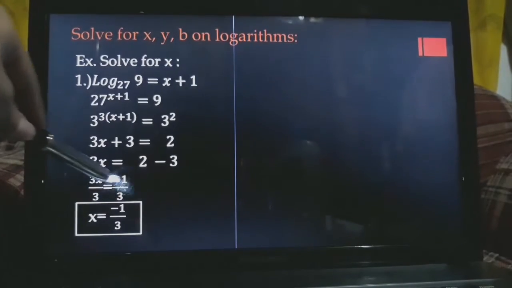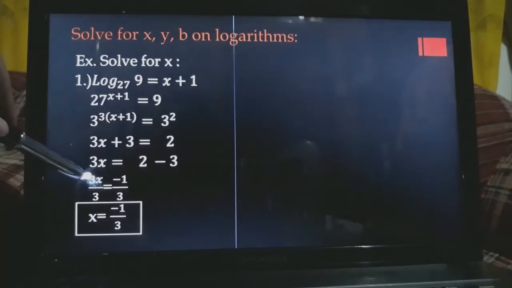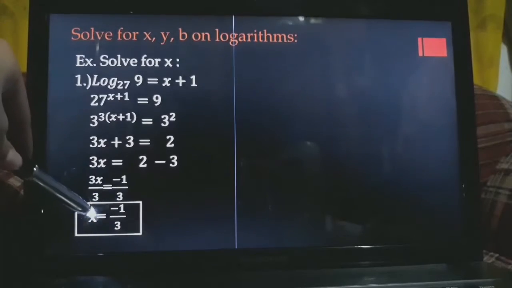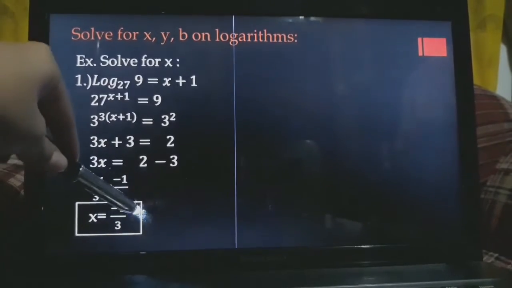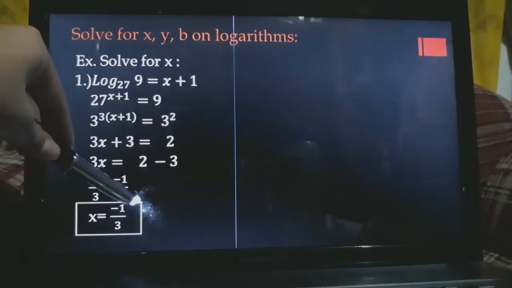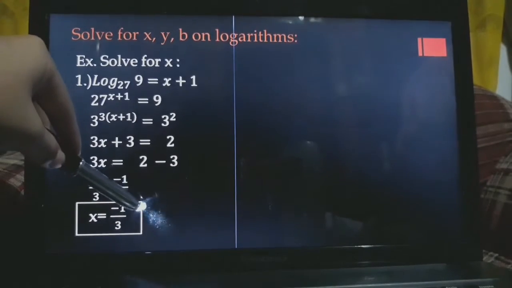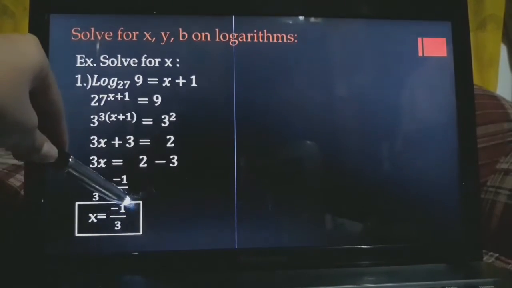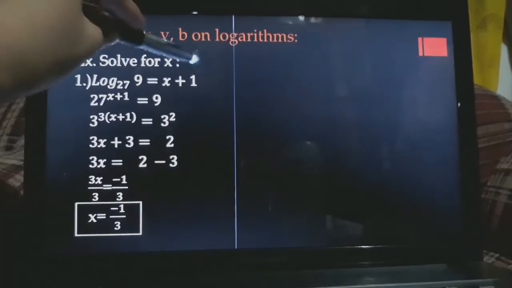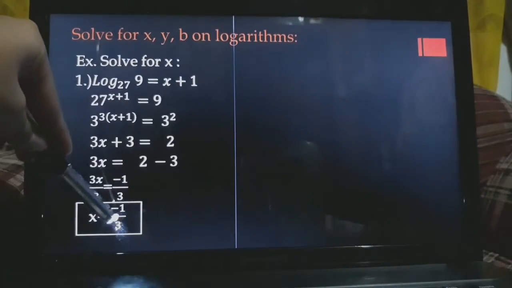Then, divide it by 3. Cancel, cancel, then x is equal to negative 1 over 3. So, the answer for this example number 1 is x is equal to negative 1 over 3.